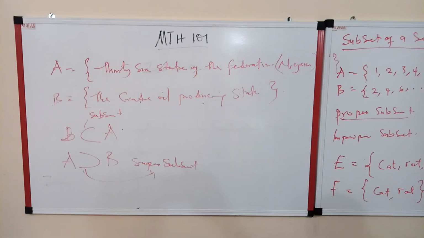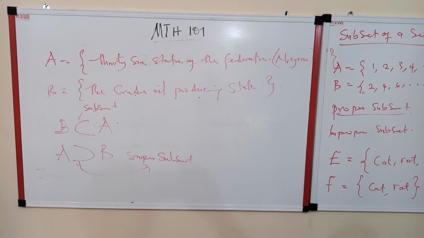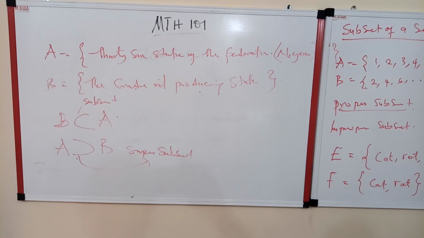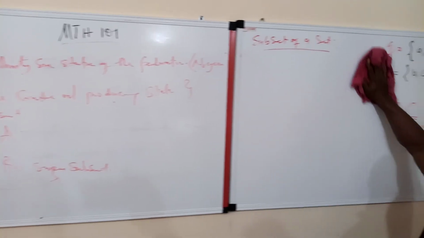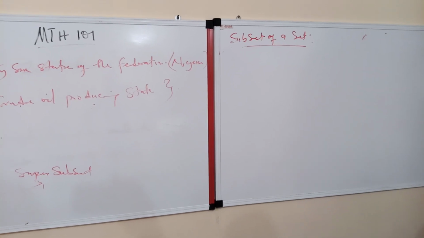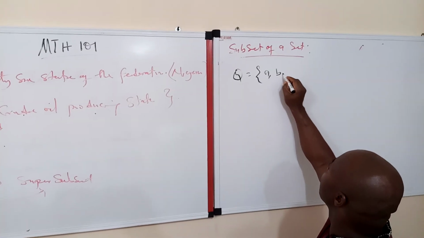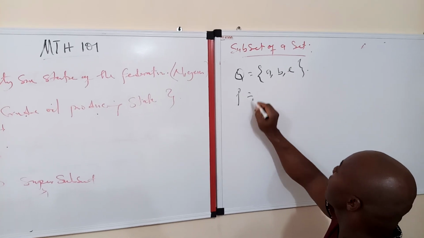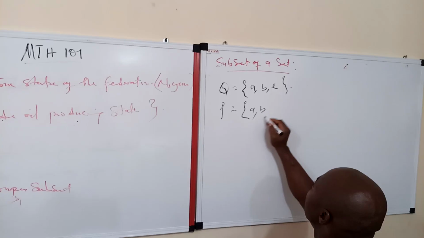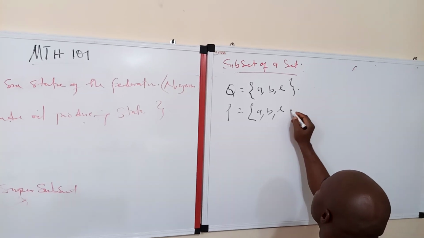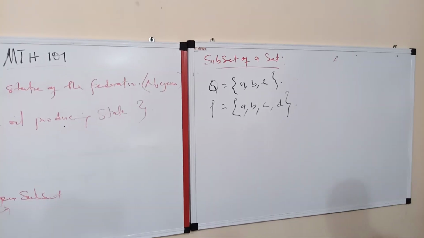Now, let's consider another example. Consider a set, say Q, where its elements are A, B, and E. Another set, say P, where its elements are A, B, C, and D.